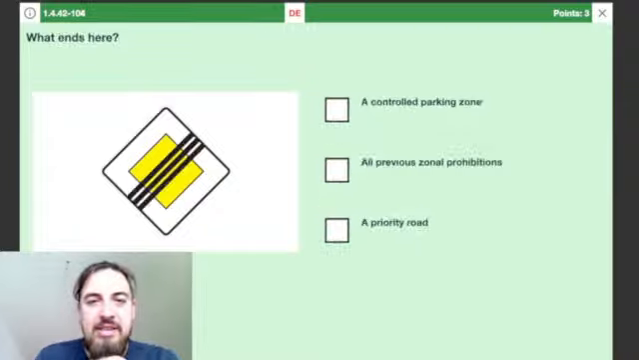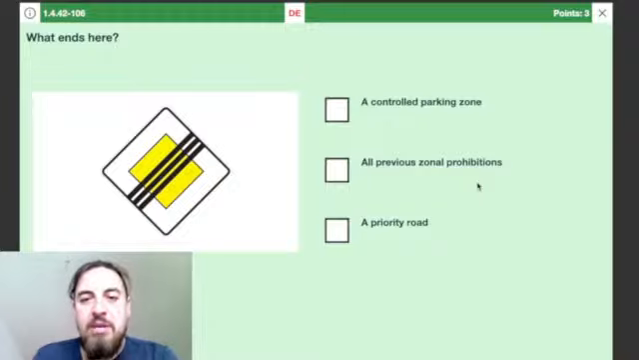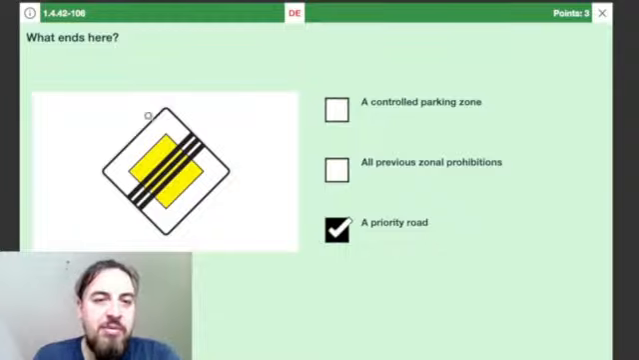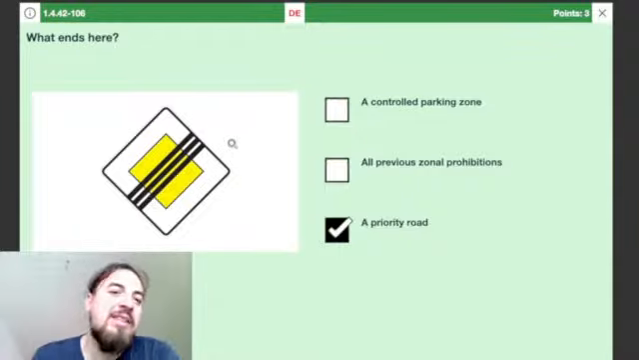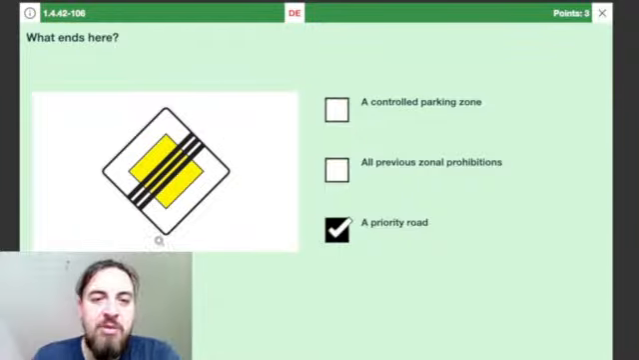Nice. What ends here? A controlled parking zone, all previous zonal prohibitions, or a priority road? The only correct answer is that a priority road ends here, because it's a priority road sign with crossed lines, which means that sign is not valid anymore from that point on.